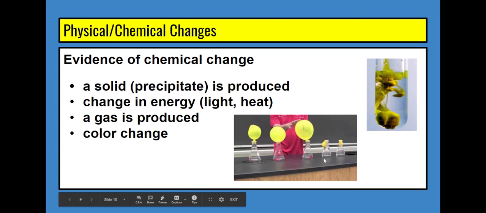So if you look at this picture right here, we see these balloons being inflated, right? They are placed on top of these Erlenmeyer flasks above a reaction. So as the reaction happens, it inflates the balloon. A gas is being produced. And then, of course, a color change. Like whenever you left your bike outside and it rained, that brand new shiny metal would rust into a dark reddish orange rusty color. That's an example of a color change.